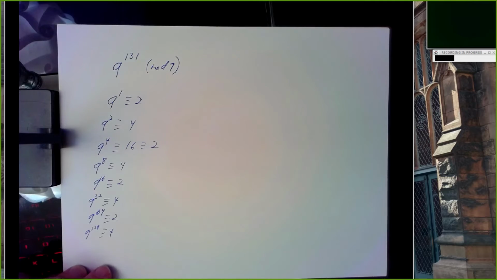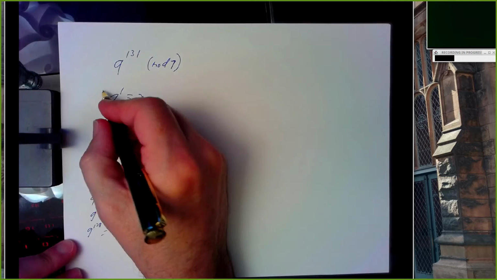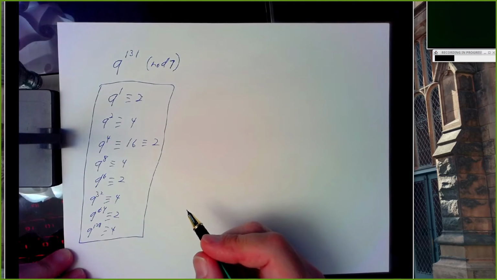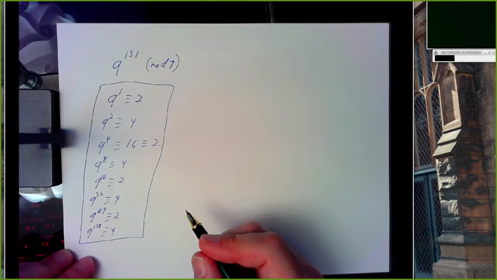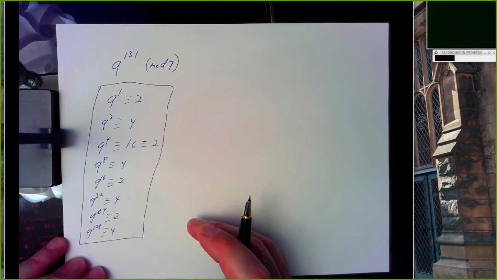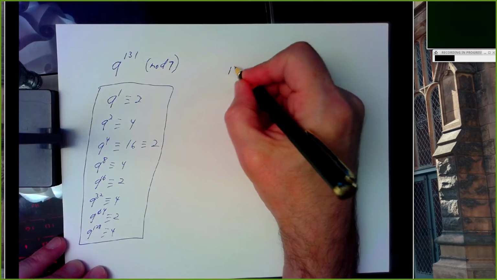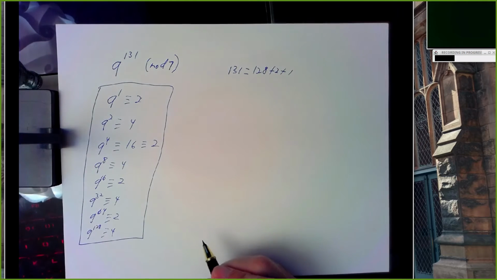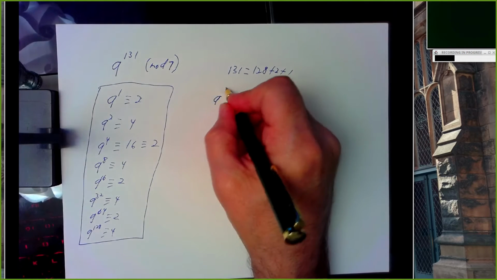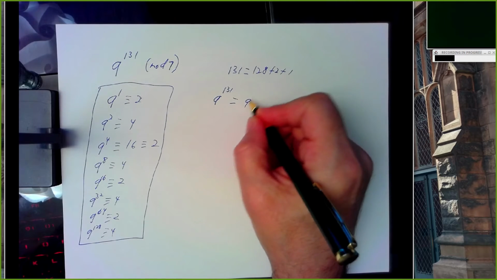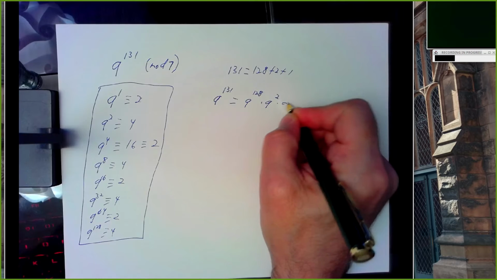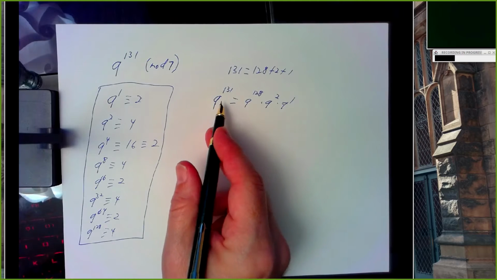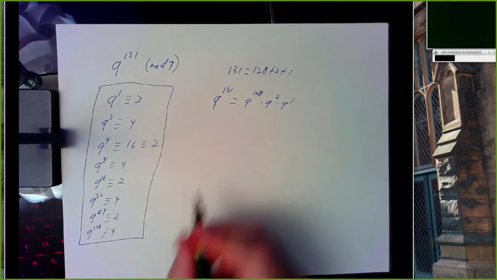But yeah, in general, it could be any length cycle. So that's the first part, finding these powers of the number you're finding the exponent of. And then we don't just try to put these together to come up with 131. We write 131 as a sum of powers of 2. And then we use the law of exponents to say this. Right, so this 131 is equal to this sum, so 9 to the 131 is equal to this product.